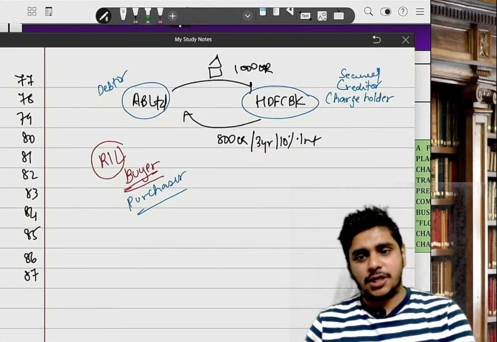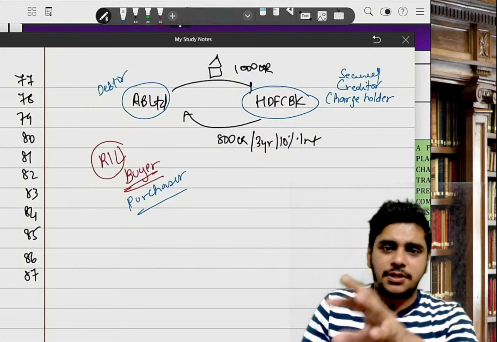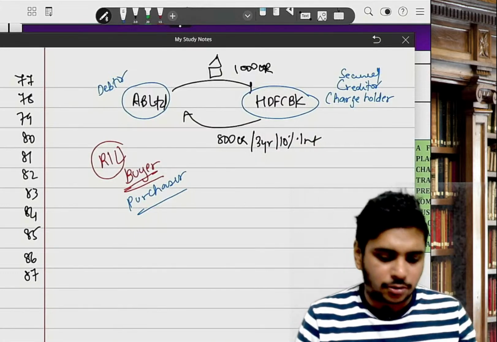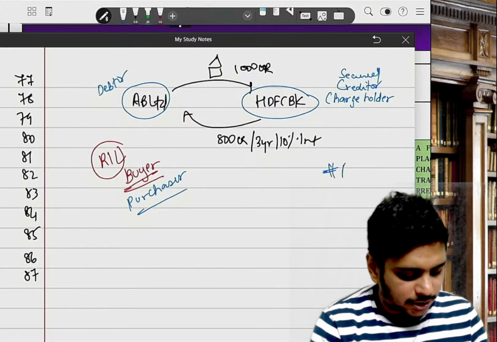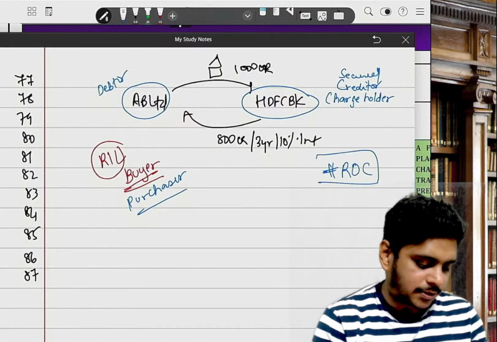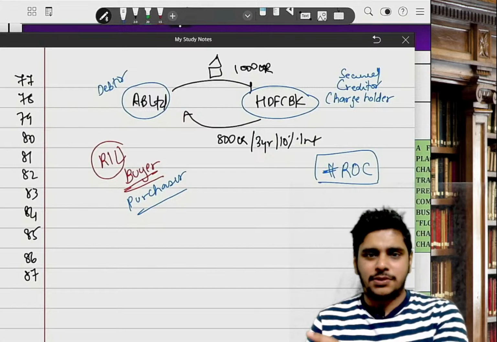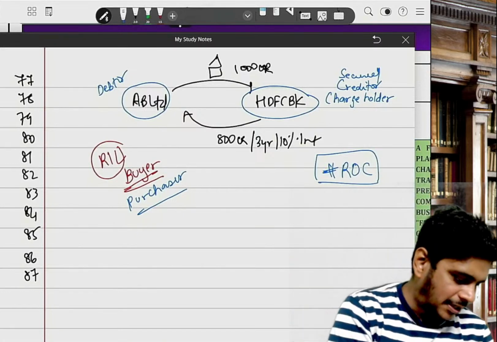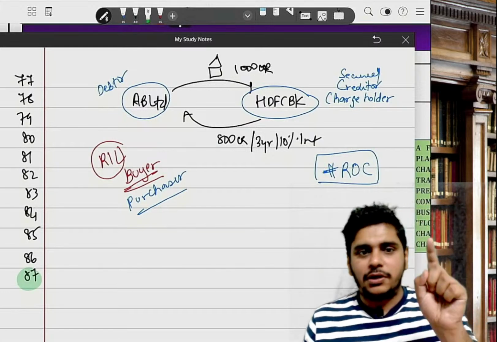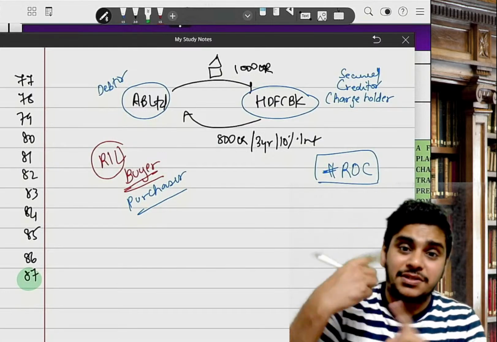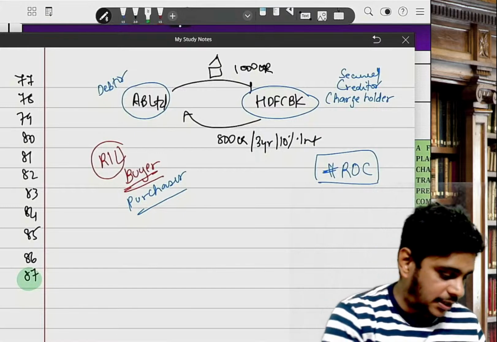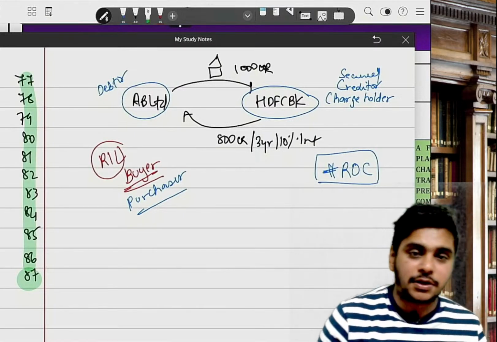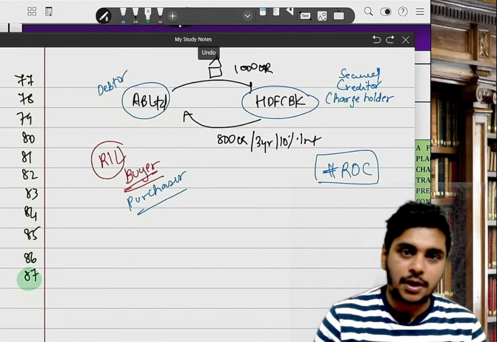In the entire chapter, you will find only these 3 people, and the one apex authority in this chapter is the ROC. Remember this, all the sections will be applicable towards the ROC. Only in one section, section number 87, we talk about the CG authority. In the rest of the entire chapter you will always see the ROC.